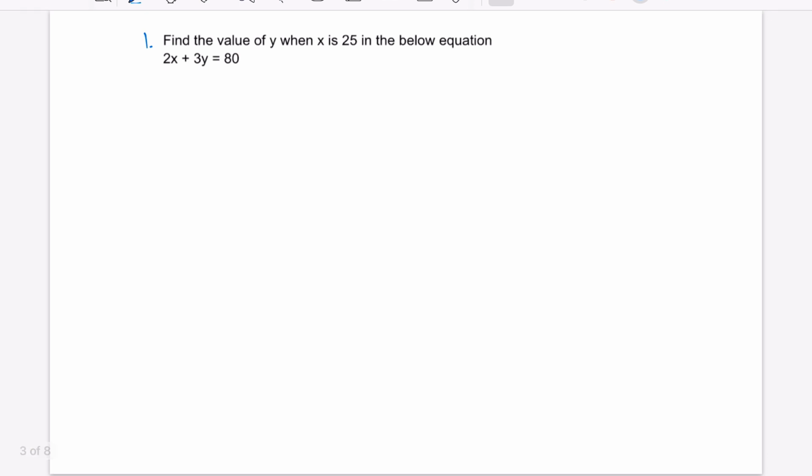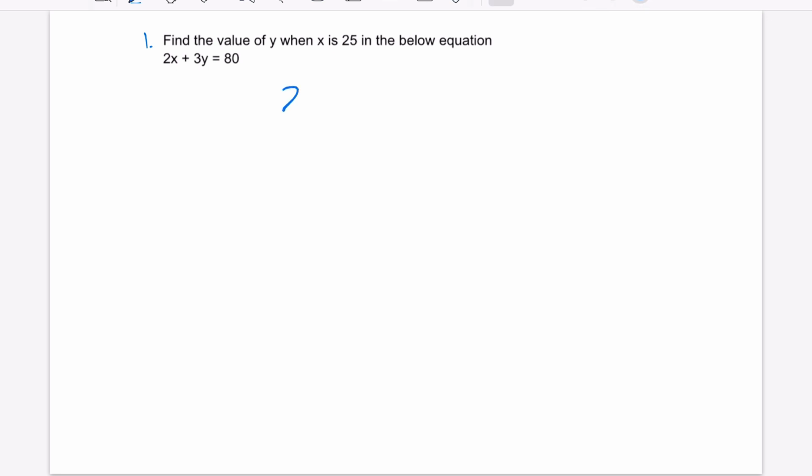All right, so let's read the first problem here. Find the value of y when x is 25 in the below equation. As you see here, there are two variables, x and y. That's why this becomes a linear equation in two variables. So let's try to solve this problem. The question is essentially asking you to find the value of y given that x is 25. So you can put x here with this value 25.